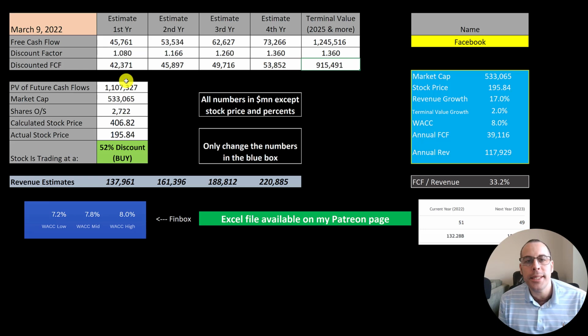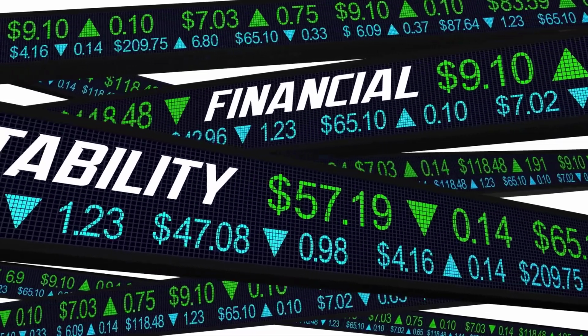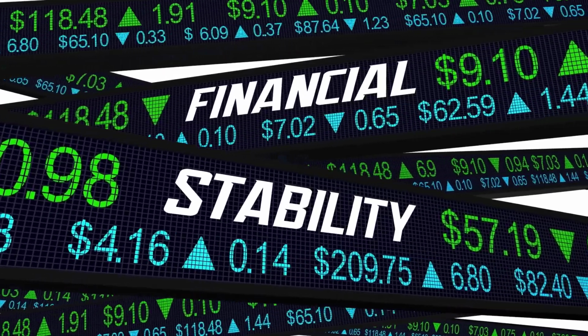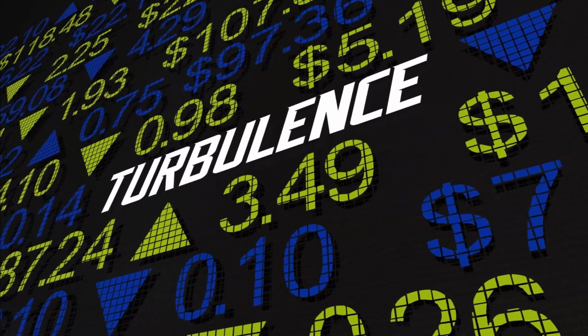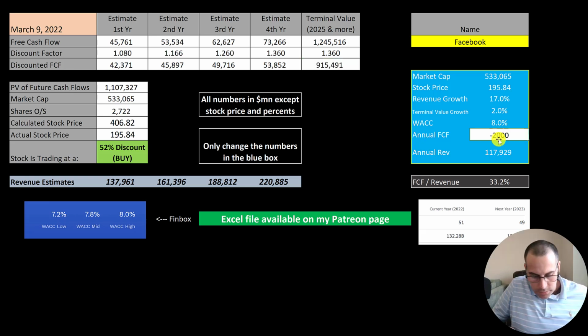If you do a DCF for a company that has stable revenue and free cash flow for the past few years, your result will be a lot more reliable than doing a DCF for a company that has really volatile numbers. It is possible you do a DCF for a company that has negative free cash flow. Let's just say, for example, Facebook invested a ton of money into their Meta platform and they had negative free cash flow in 2021. Let's put negative $2 billion.